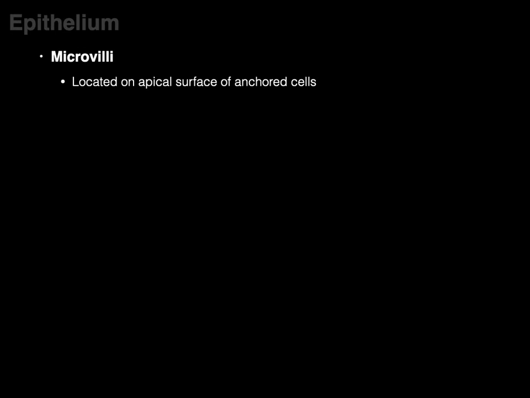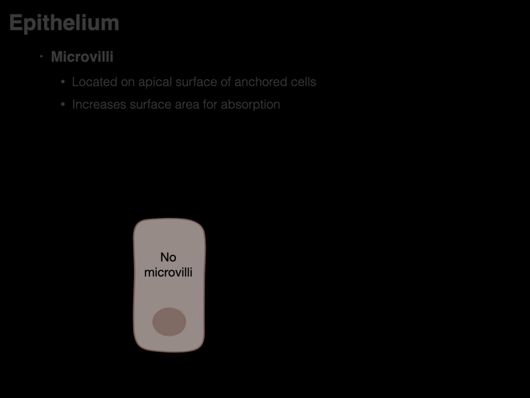Now, what about microvilli? Well, microvilli are also located on the apical surface of anchored cells, and by anchored cells, I mean to the basement membrane. And their purpose is to increase surface area for absorption. All right, so here is one epithelial cell, but there's no microvilli. So now let's look at the apical surface and then measure the surface area that could be responsible for absorption. So let's take that line and blow it up and then just go shing like that. That is the amount of surface area that cell could absorb stuff.